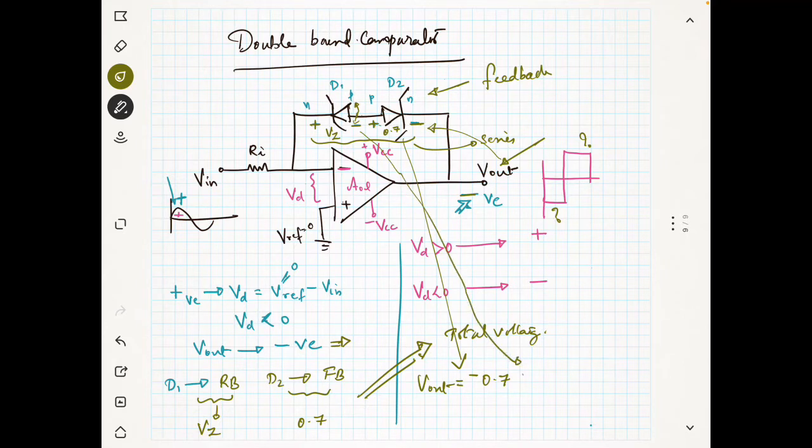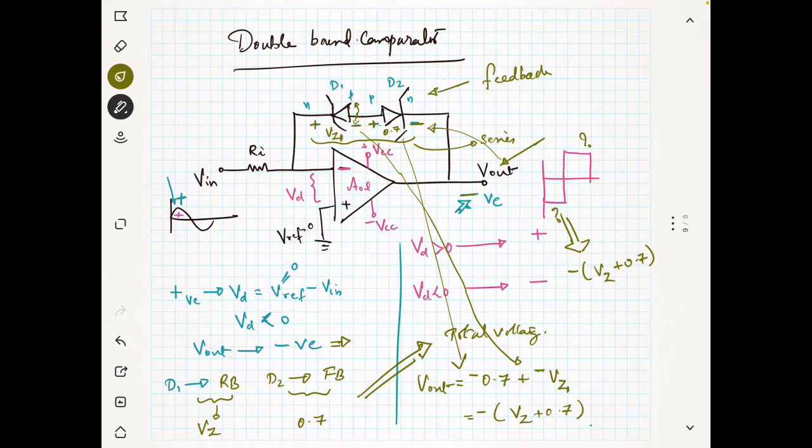Okay, so plus, you have a minus, so minus Vz. So this becomes minus of Vz plus 0.7. So that will be the output. So this output will be minus of Vz plus 0.7. Now this Vz, I can say this is the diode 1, so I will call it Vz1. So that is Vz1.